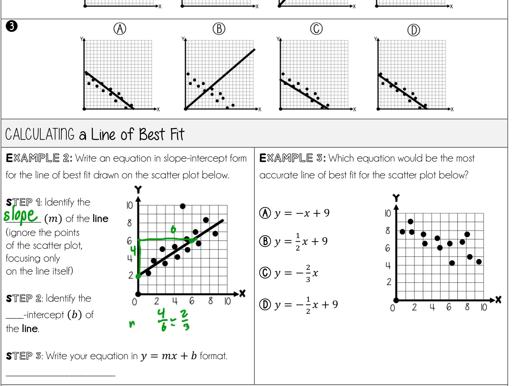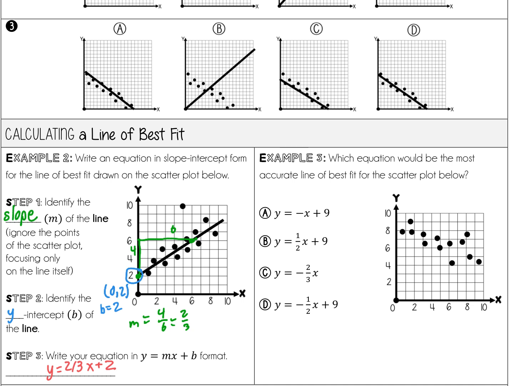In step 2, we identify the y-intercept or b value of the line. This is where the line crosses the y-axis or where x equals 0. In this example, we cross the y-axis at the point (0, 2), so b is 2. In step 3, we're going to write our equation in slope-intercept form, y = mx + b. So we're going to replace m with our slope and b with our y-intercept to get y = 2/3 x + 2. Now let's try another example. Which equation would be the most accurate line of best fit for the scatter plot below?